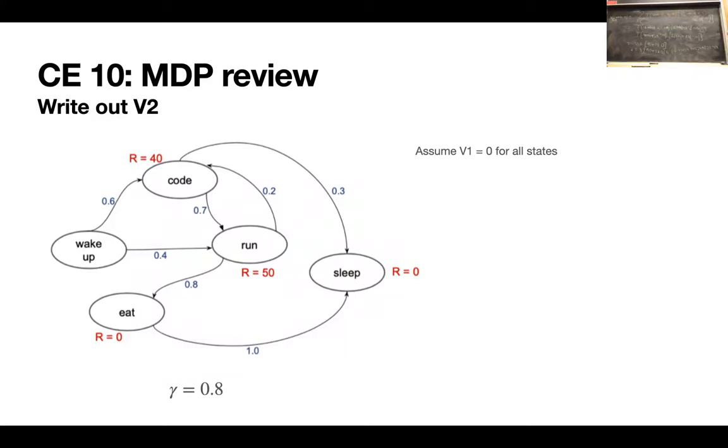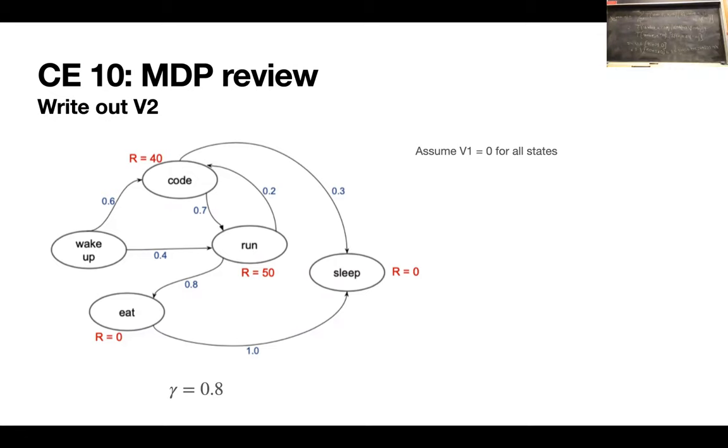Yeah, another question. When we first write out V2, the equation has gamma times V of S prime, and in this case it would be 0 for V of S prime. And then if we write out V3, we would use the V2 values. Yes, exactly. So next time when we do V3, we use the values we got for V2 in here. So this was V1, and this was V2, and so on. So every time we build on the values from the previous iteration, we compute a new value.